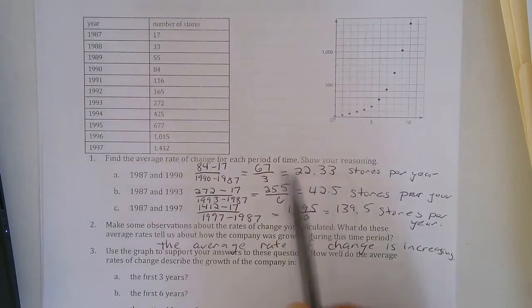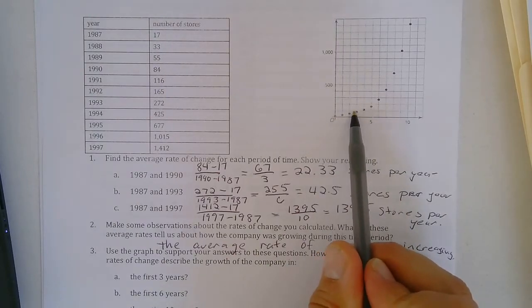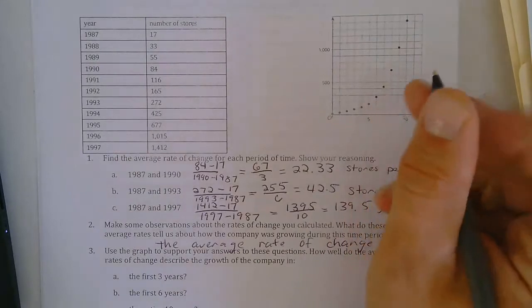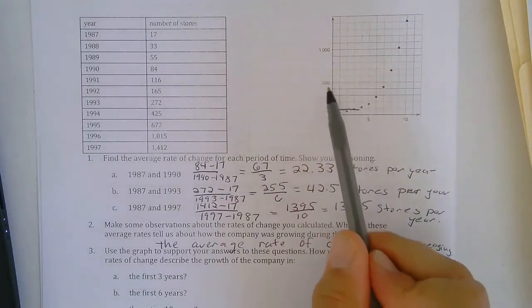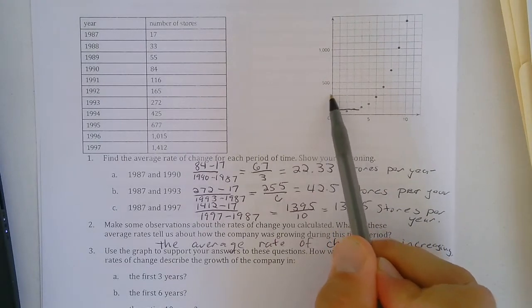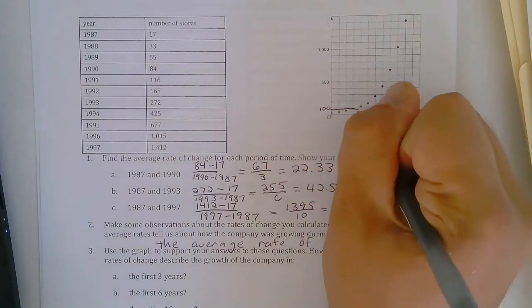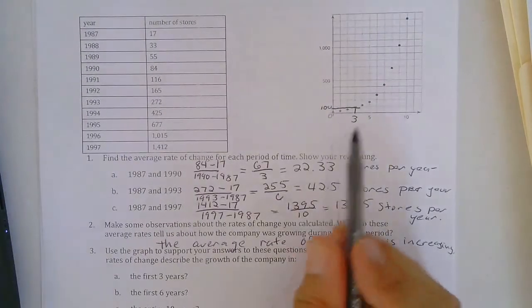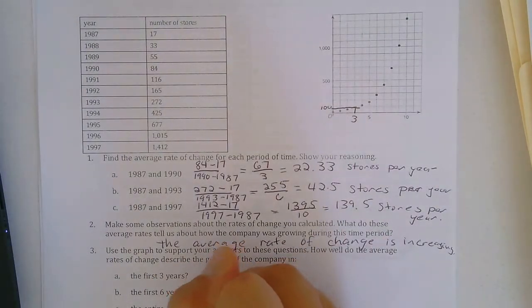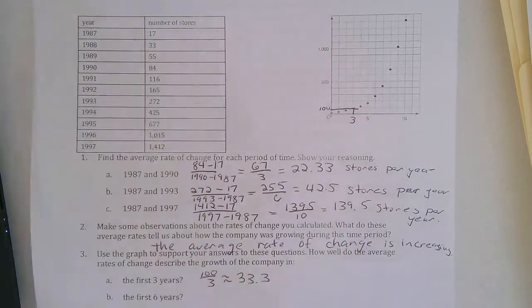So in looking at that, our first rate of change was 22.3. So for the first 3 years, if we look here, this is 500, 400, 300, 200, 100. So we have up 100 and then over 3. The graph, if I estimated that, was 100 over 3, which is approximately 33.3. Remember, that's off because I'm just estimating.